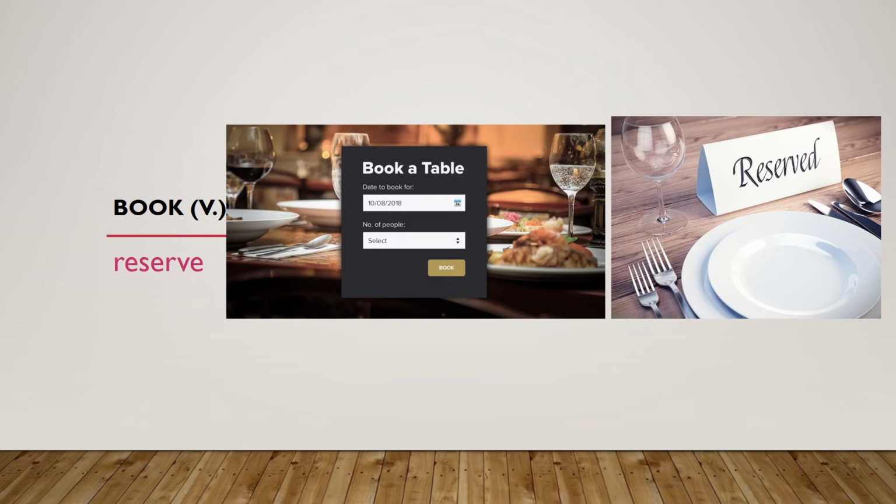Book, book. Book here is a verb which means to reserve. For example, you book a flight. You book a table in a restaurant. It means you reserve. I would like to book a flight for New York, for example. I would like to book a table for two at your restaurant. Means to reserve.